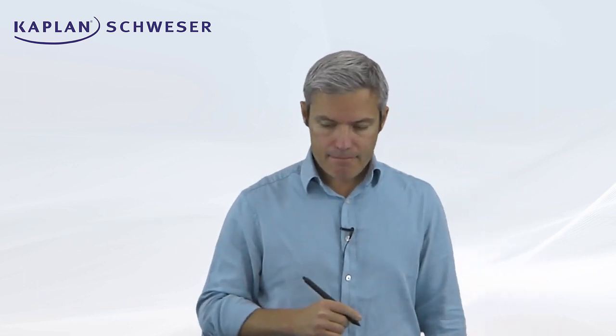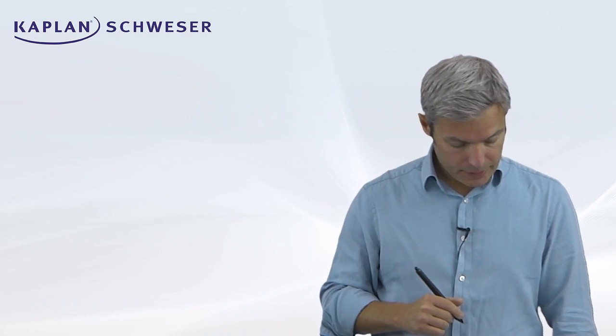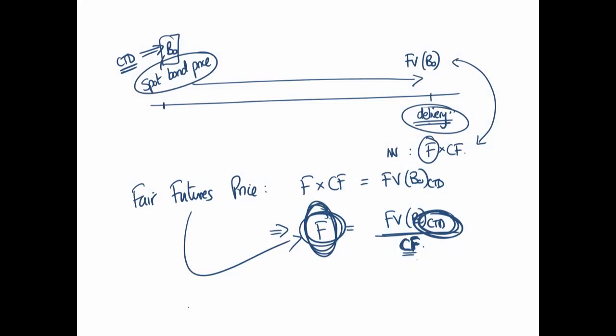Now, what that means, of course, is that if you are holding the CTD, the conversion factor is going to play a key role when you're thinking about how many futures contracts you need to hedge your holding of the cheapest to deliver bond. Okay, so the crucial takeaway from this analysis, this aside, if you like, is that changes in futures prices are going to be related to changes in the CTD.